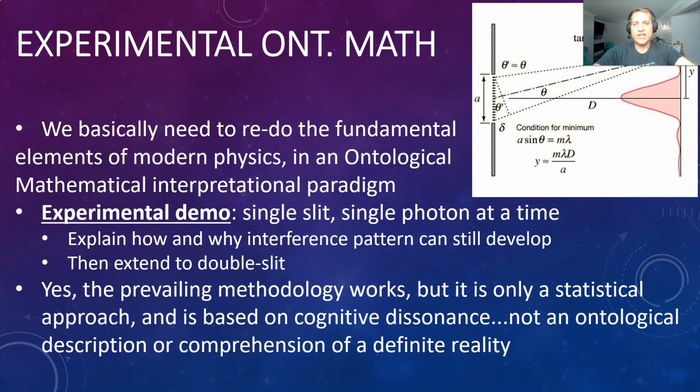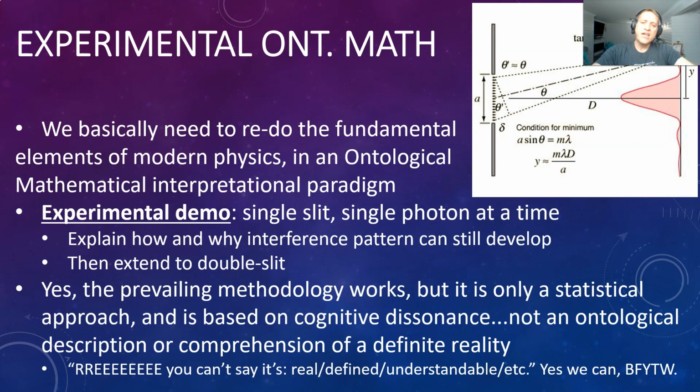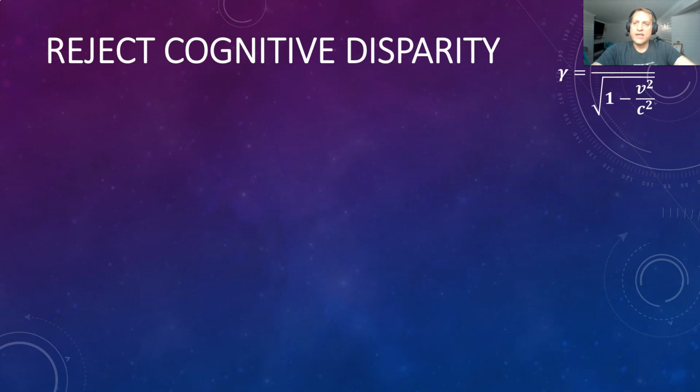So how are the midwits going to respond to that? They'll be like, you can't say it's real, it's defined, and it's understandable. You can't say that, it's all just probabilistic, right? They would just repeat the narrative to you, right? So to that, I would just say, yes, we can do those things because fuck you, that's why. That's our only answer, and that's the only answer we're going to give. Yes, we can say that it's real, that photons are real, that they're defined, and that it's all understandable rationally, because fuck you, that's why, okay? That's the only explanation you get. Go fuck yourselves, assholes.